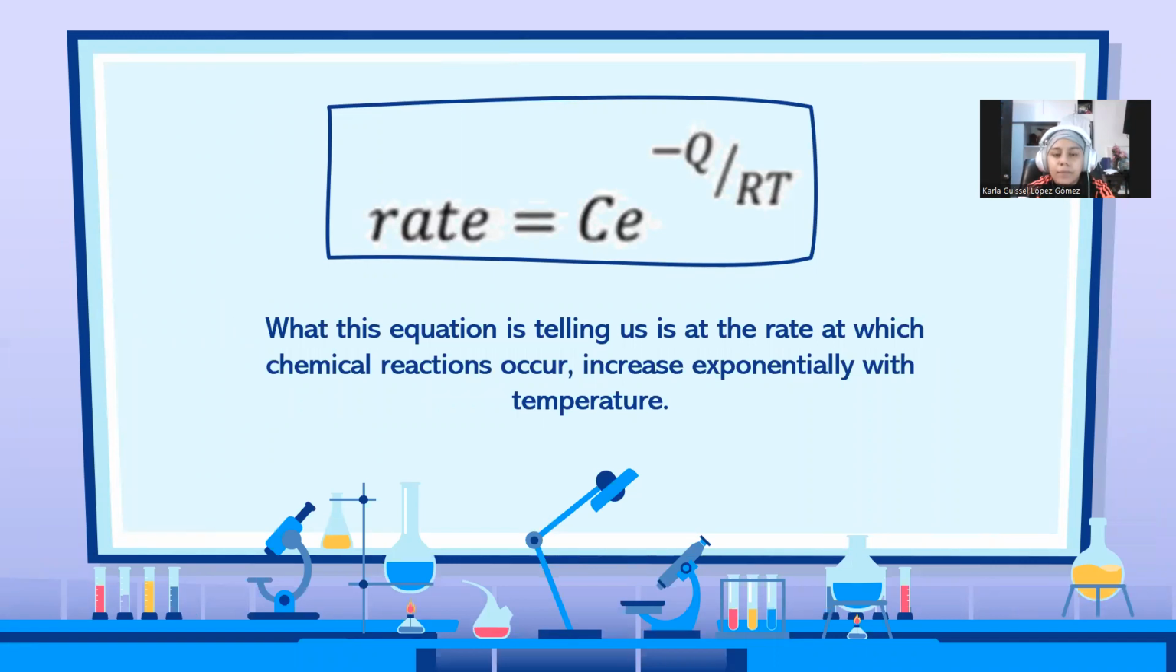They show us his equation, and they tell us that through the course they're going to explain in more detail the development and why each letter is there, like why there is a C, why an R and a T, and why the Q has a minus. But right now they only show us the equation, and they tell us that this equation says that the rate at which chemical reactions occur increases exponentially with temperature.